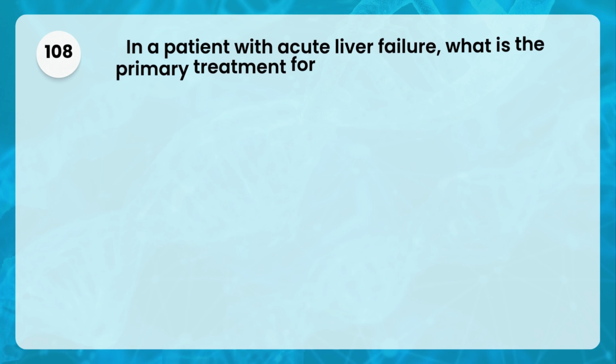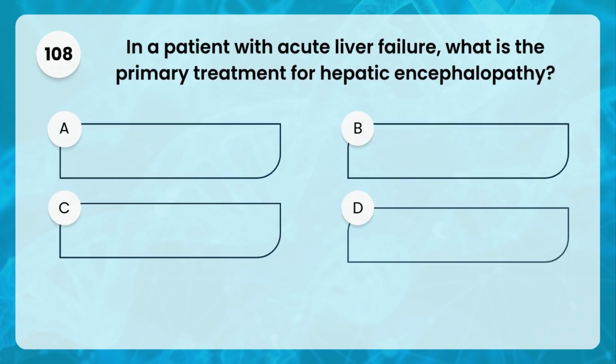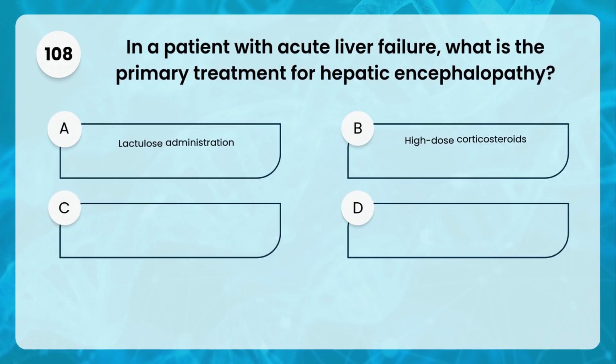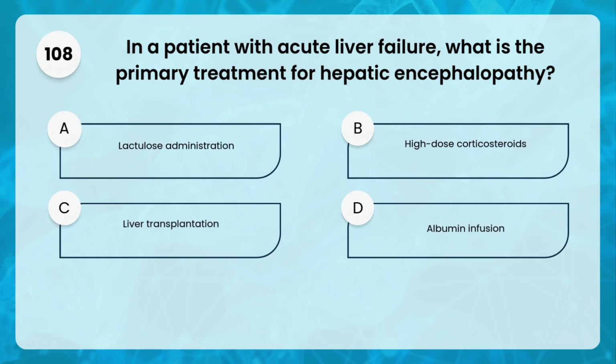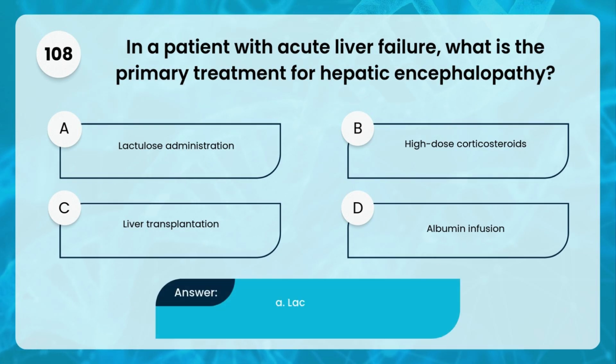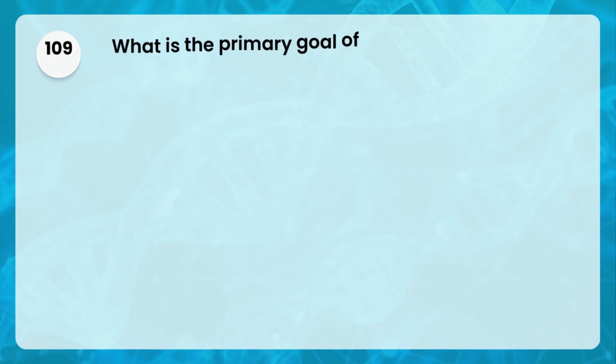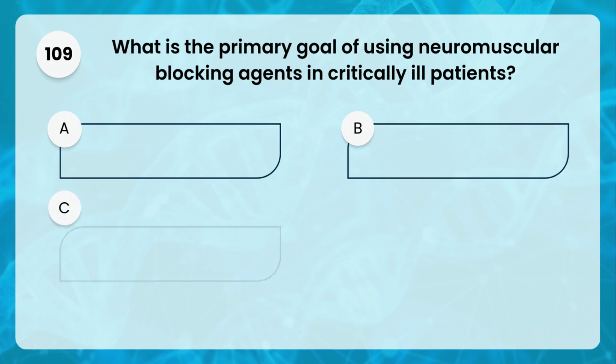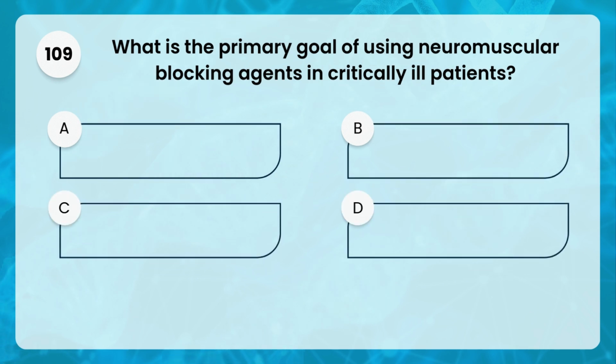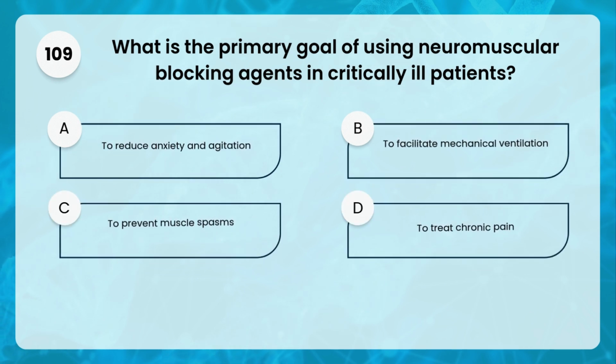108. In a patient with acute liver failure, what is the primary treatment for hepatic encephalopathy? A. Lactulose administration. B. High-dose corticosteroids. C. Liver transplantation. Or D. Albumin infusion. The answer is A. Lactulose administration.